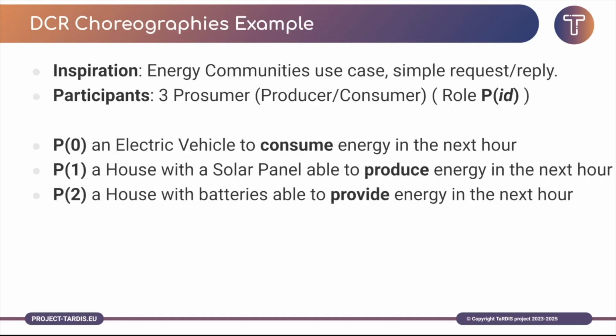So let's take an example. We take inspiration from the energy communities use case of EDP, and we consider three participants, three prosumers: one producer, two consumers. P0 is a consumer, an electric vehicle that will be needing energy in the next hour. P1 will be a house with a solar panel, which is able to produce energy in the next hour, and P2, a house equipped with batteries that will also be able to provide energy in the next hour.